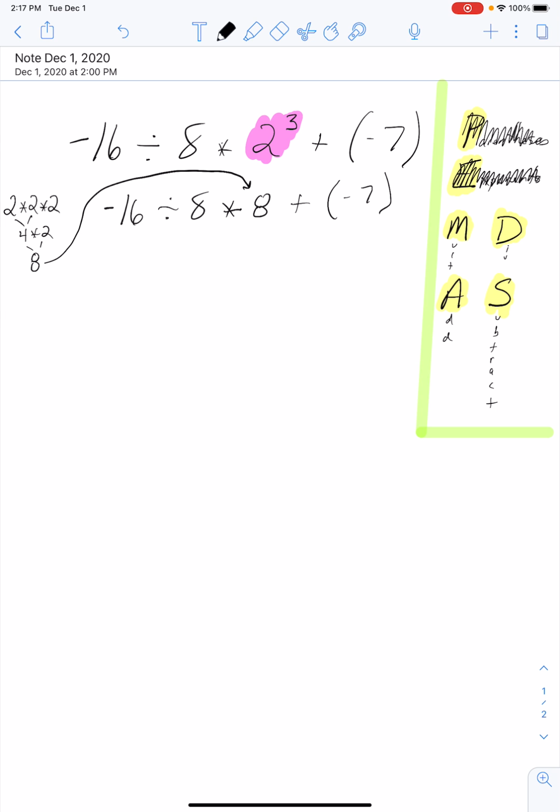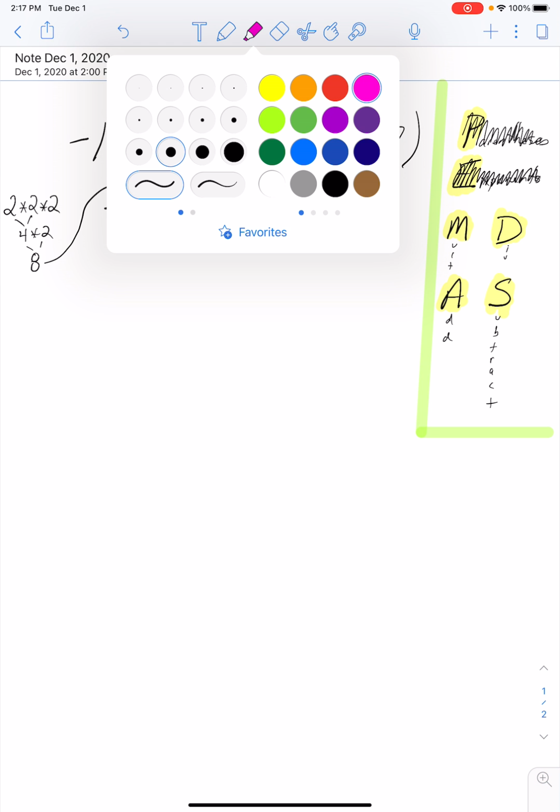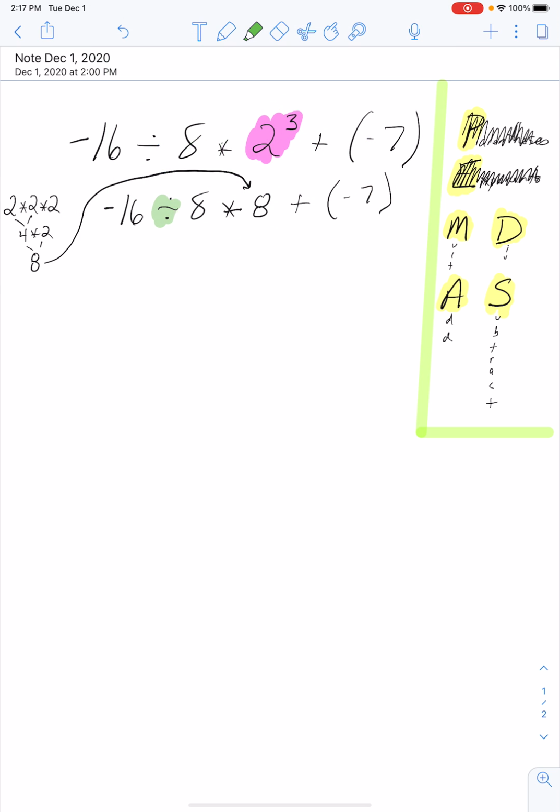Now the next step, we're down to multiplying and dividing. And we can see that right here, we do actually have multiplication and division in this problem. So what we do when we have multiplication and division at the same time is we work from left to right. So the first thing that I'm going to do moving from left to right is I'm going to do -16 divided by 8. So -16 divided by 8 gets me a -2. So a negative divided by a positive is a negative, and then 16 divided by 8 is 2.